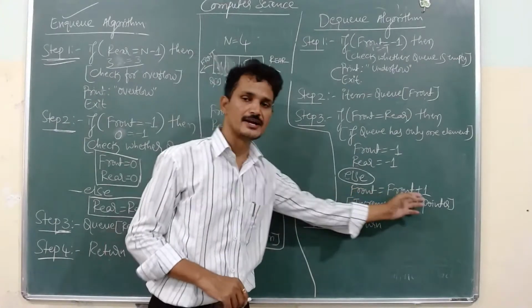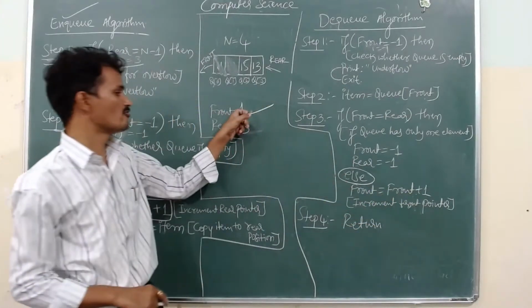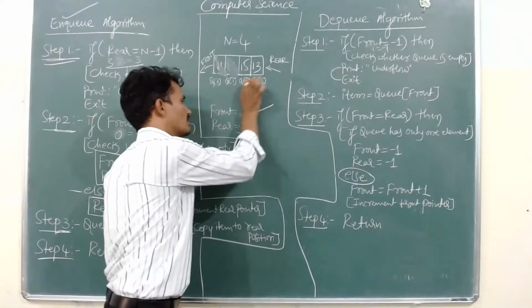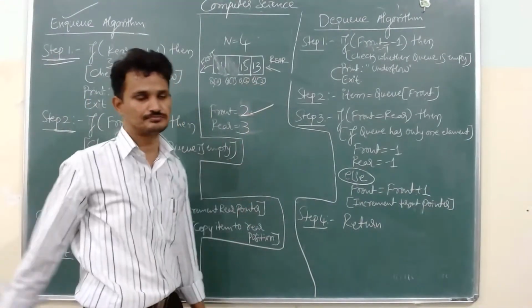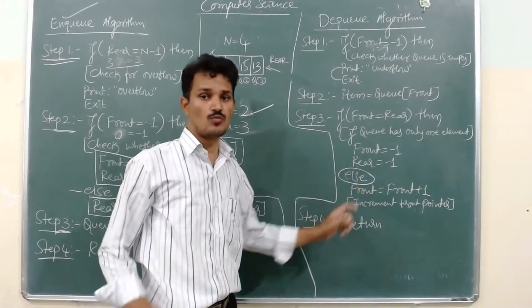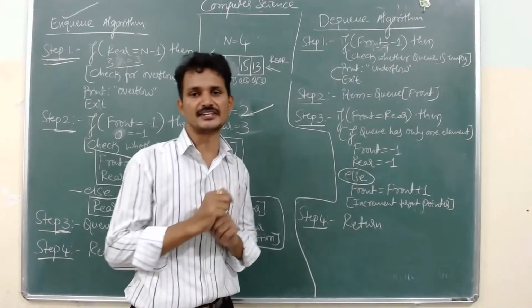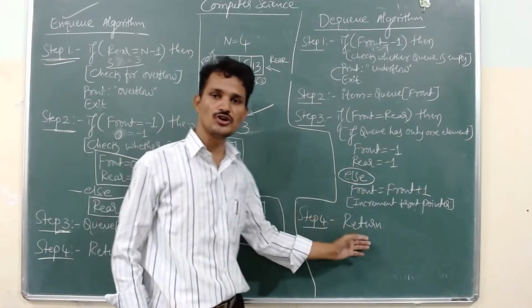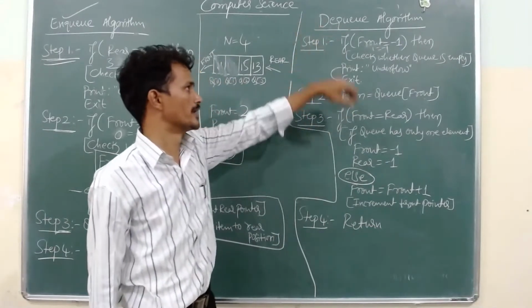That is front equal to front plus 1. Front we already have as 1. 1 plus 1 is 2. 2 is assigned to front. What we have done is just incremented the front pointer. Then step 4, return. Again, I will go to step 1.